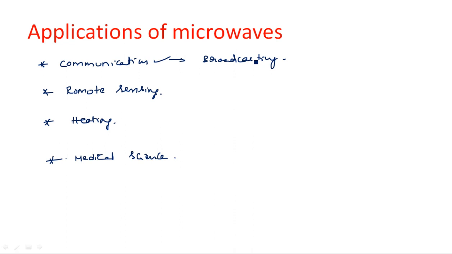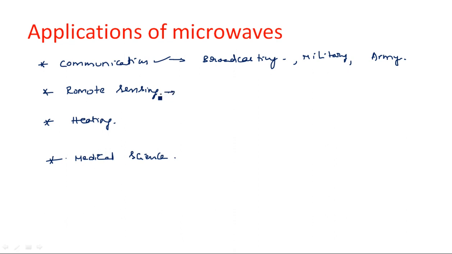And microwave frequencies range from 1 gigahertz, so long distance communication is also possible. That is the use in communication. Some military applications, army applications, all use microwave frequency communications. Such types of military and army communications happen with this.